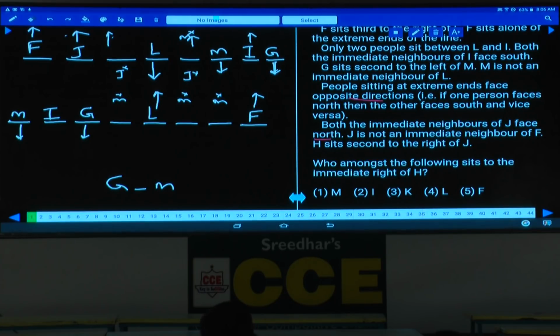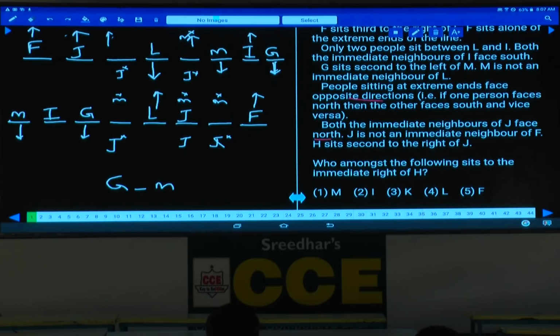Then coming to this one, both the immediate neighbors of J face north. As the immediate neighbors of J are facing towards north, J cannot be at this place. J can be either here or here. There are two possibilities for this J, isn't it? As J is not an immediate neighbor of F, J cannot be here. As J cannot be here, J must be here, isn't it?